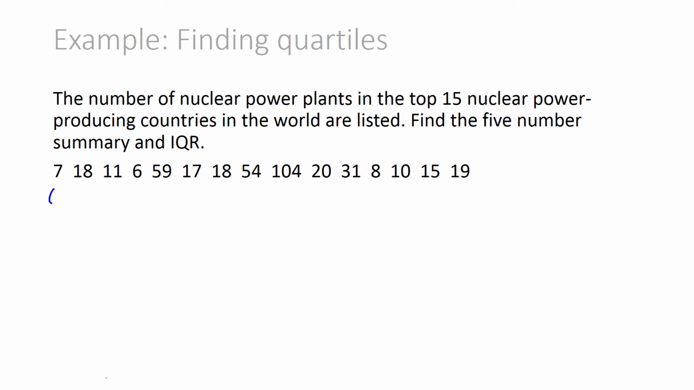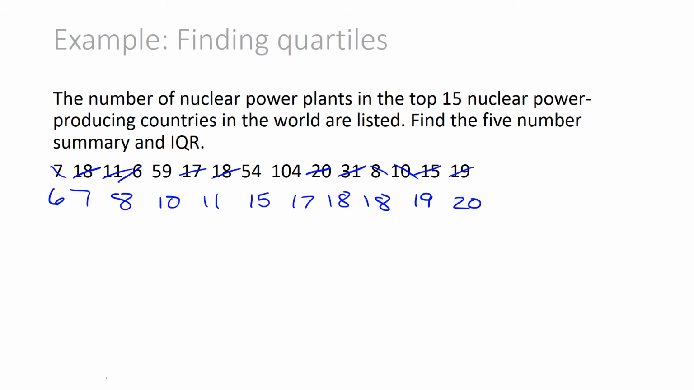My smallest number is 6. My next smallest number is 7. And then I've got an 8, and then a 10, an 11, a 15, a 17, an 18, another 18, a 19, a 20, 31, 54, 59, and a 104.